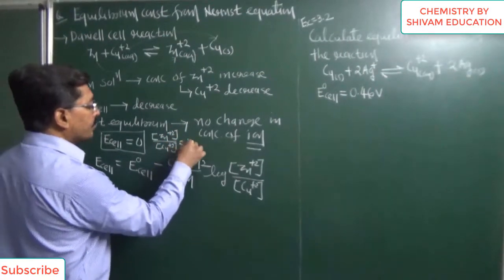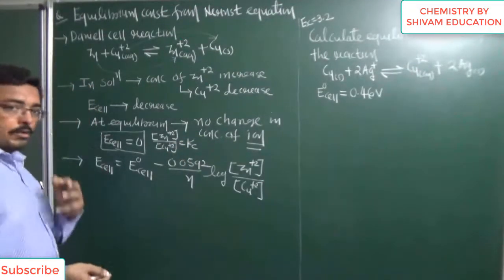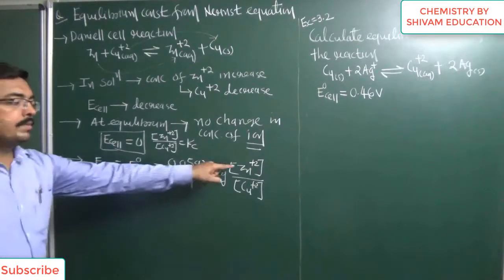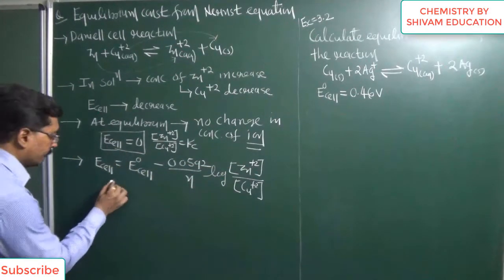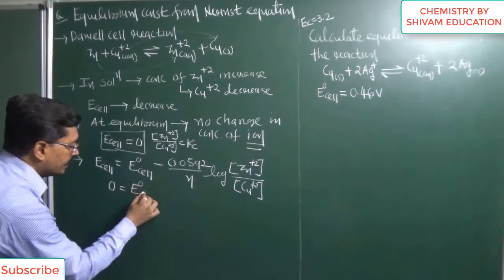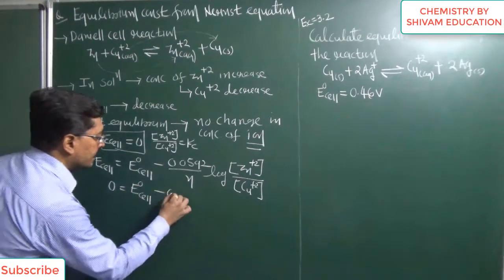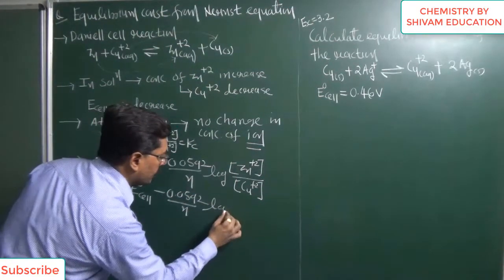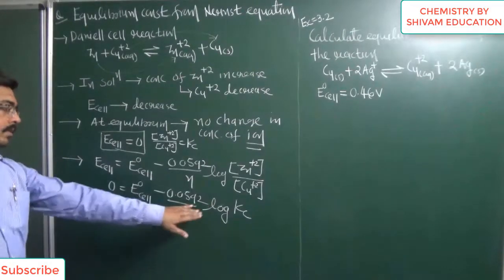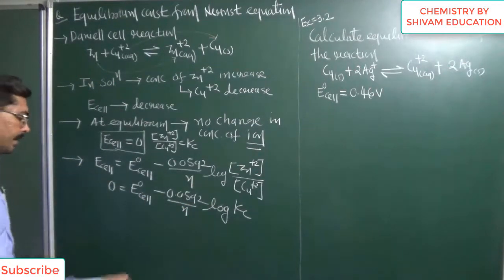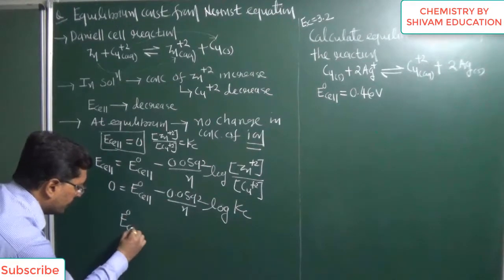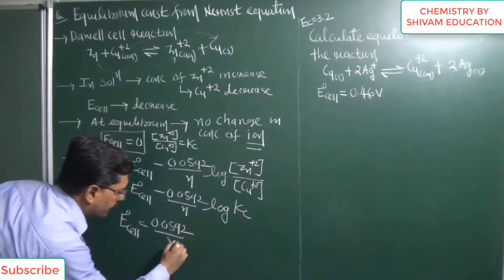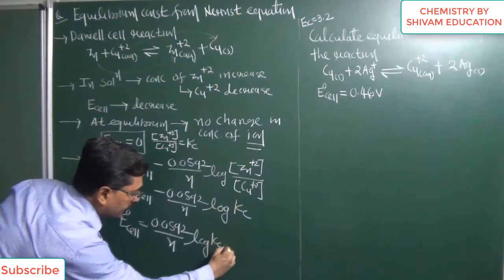as the equilibrium constant, Kc. Now put the values at the equilibrium state: the cell potential will be 0 and this will be the equilibrium constant. So we can write 0 equals E0 cell minus 0.0592 upon n into log Kc. Now this will go to the opposite side. So we can write that the standard cell potential E0 cell equals 0.0592 upon n into log Kc.